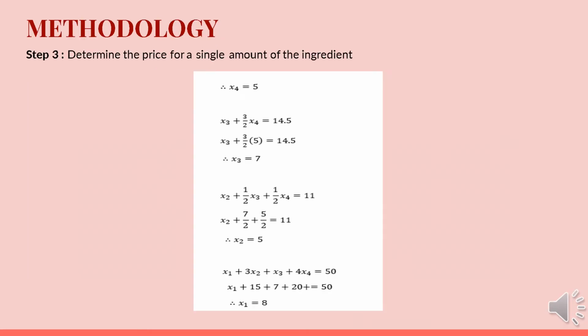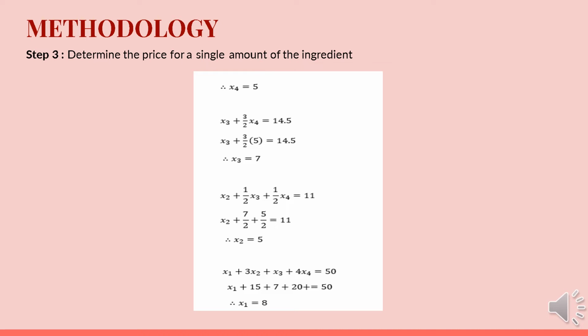For the third step, we need to use the back substitution method to solve the matrix. From the matrix that has been reduced to row echelon form, we get x4 equal to 5. From row 3, we've got x3 plus 3 over 2 x4 equals 14.5. Then we substitute x4 into the equation. We get x3 plus 3 over 2 times 5 equal to 14.5. And then we will get our x3 is equal to 7.